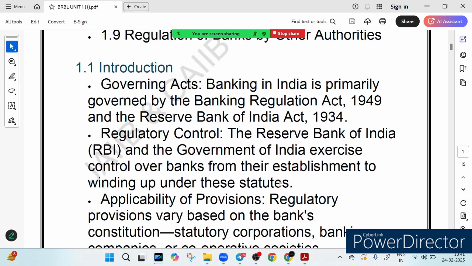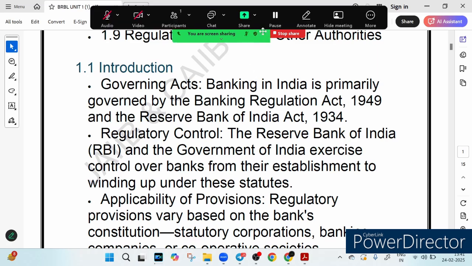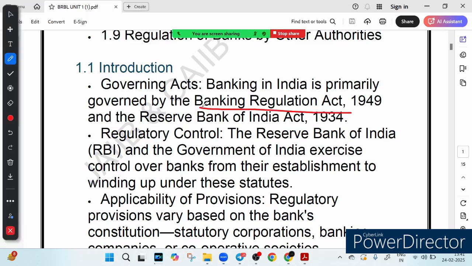So we are diving into an important topic, the basics of banking regulation in India. Now you might think that this sounds a bit boring, but trust me, it is super important and really interesting once you break it down. So let's start with the governing acts that keep everything in check. Banking in India is mainly controlled by 2 acts. The first act is the Banking Regulation Act 1949, and the second act is the Reserve Bank of India Act 1934. Sounds a bit like legal jargon, right? But don't worry, I will explain.